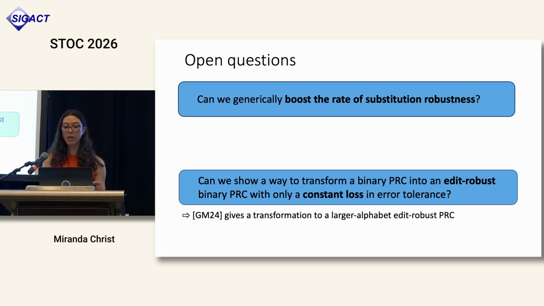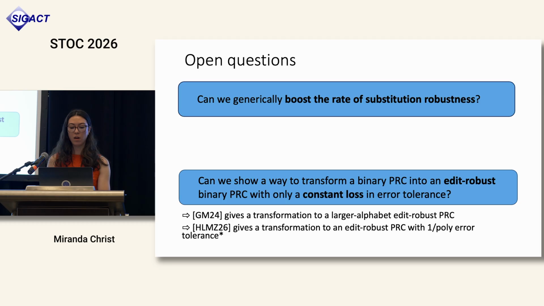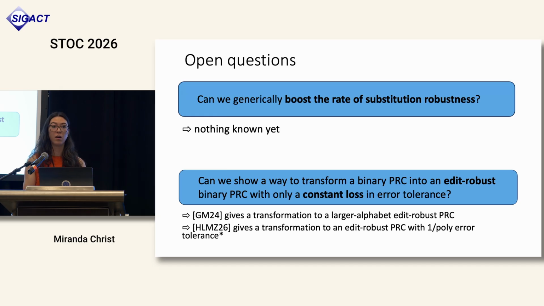And there are a couple transformations that do something along the way to this. There's one by Golowich and Moitra that goes from substitution robustness to edit robustness, but requires a much larger alphabet for the edit robust PRC. Here, I really want to go from binary to binary. There's a newer paper that does this as well. I can talk about this more offline, but again, it has a much lower error tolerance for the edit robust PRC. In particular, it goes from constant to just 1/poly, which is a fairly large loss. Yeah, for substitution robustness, we don't actually know anything.